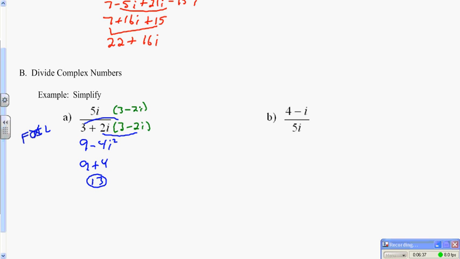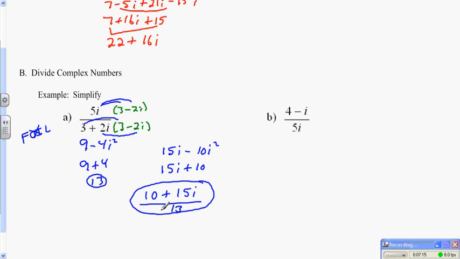This is in the bottom. On the top, we will have 15i minus 10i squared, which will become plus 10 because i squared is equal to a negative 1, and negative 10 times negative 1 is positive 10. So I will put this in appropriate notation. The real term first, imaginary part second, over 13.